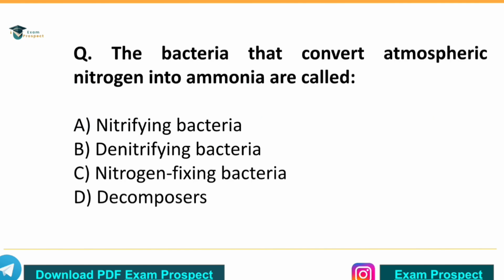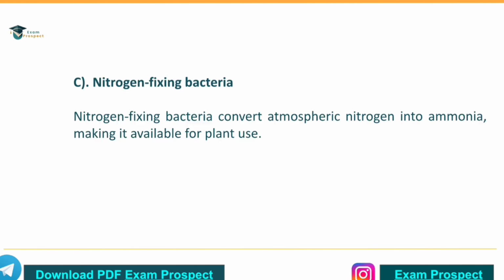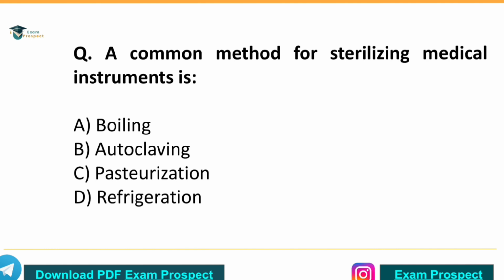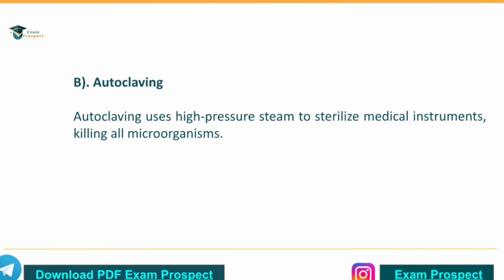Next question, the bacteria that convert atmospheric nitrogen into ammonia are called? Correct answer is option C, nitrogen-fixing bacteria. Next question, a common method for sterilizing medical instruments is? Correct answer is option B, autoclaving. Autoclaving uses high-pressure steam to sterilize medical instruments, killing all microorganisms.